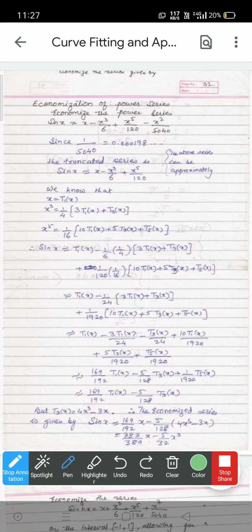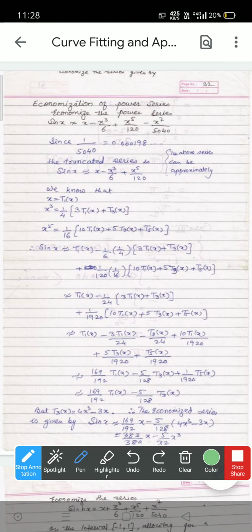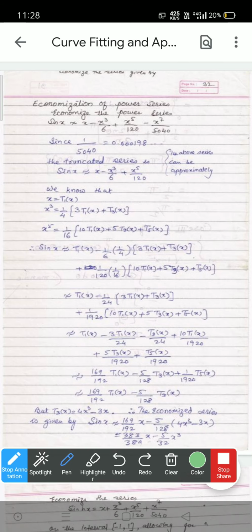But T3(x) is equal to 4x cube minus 3x. So therefore the economized series is given by 169 by 192 T1(x), which is x, minus 5 by 128 into (4x cube minus 3x). And solve this. We will write the x terms together and the x cube terms together.